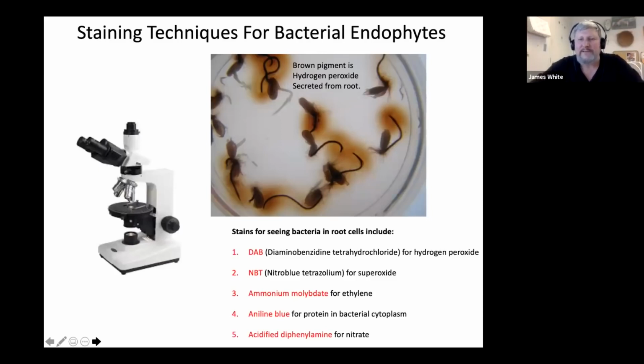And to see these endophytes, you have to have a microscope. And beyond that, you also need to have certain stains. And I've listed some of these stains down below. DAB, NBT, ammonium molybdate, aniline blue, acidified diphenylamine. Okay, those are some of the stains that we use to visualize endophytes in plants. And this first one, DAB, is the main one, and you'll see most of the images we've done with that one.